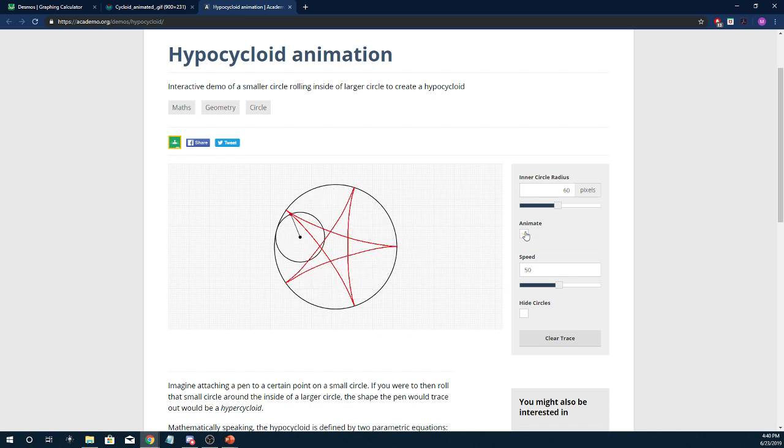Now if I change the radius of this inner circle here, let's say I make this 80 pixels instead, I'm going to get a completely different graph. Now you can imagine this is going to be very difficult to reflect in a rectangular curve. Right? It's definitely not a function rectangularly. This would fail the vertical line test pretty miserably.